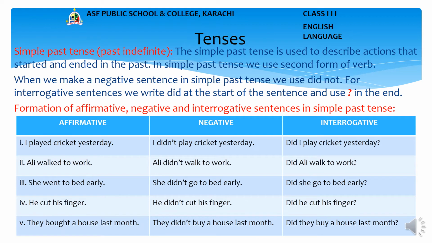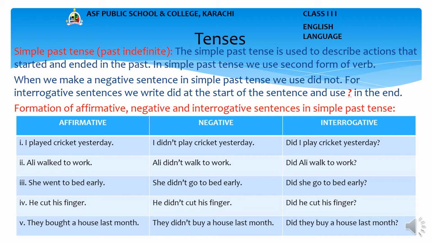Now I will explain to you about simple past tense or past indefinite tense. The simple past tense is used to describe actions that started and ended in the past. In simple past tense, we use the second form of verb. When we make a negative sentence in simple past tense, we use did not. For interrogative sentences, we write did at the start of the sentence and use a question mark at the end. Formation of affirmative, negative, and interrogative sentences in simple past tense. You can see the chart.